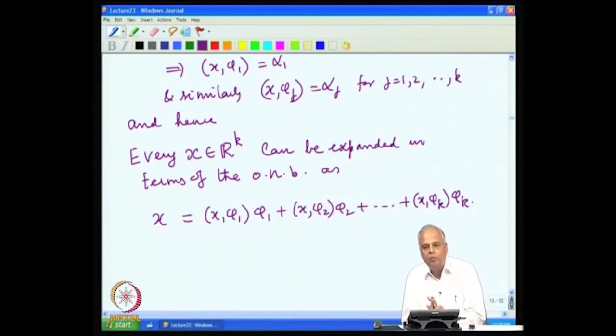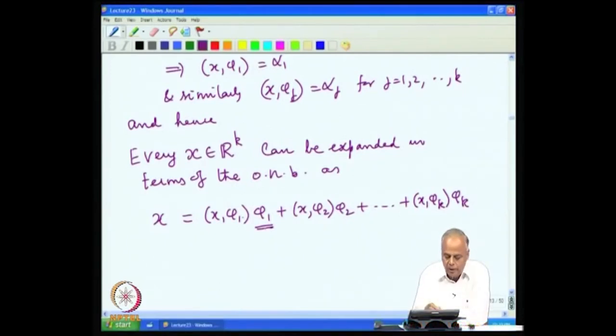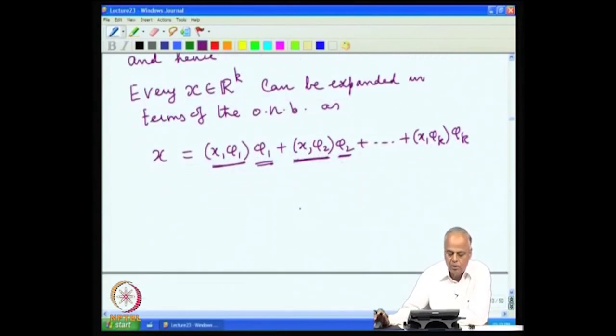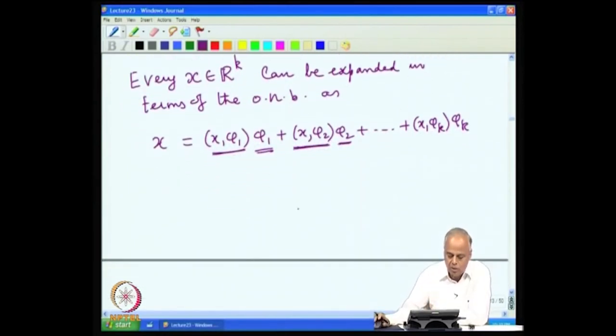So, we know precisely how to find the coefficients. Notice that it is much easier to find the coefficients in the expansion with respect to the orthonormal basis, because to find the coefficient with respect to phi 1, we need to know only the relationship between x and phi 1, namely the dot product of x and phi 1. To find the coefficient corresponding to phi 2, we need to know only the relationship between x and phi 2, namely the dot product of x with phi 2 and so on. So, therefore, in these cases, it is much easier to find this expansion in terms of the orthonormal basis.